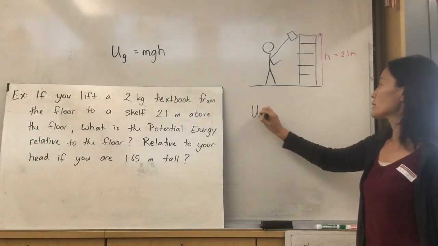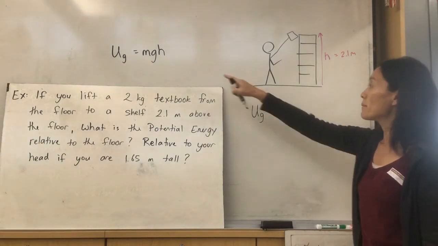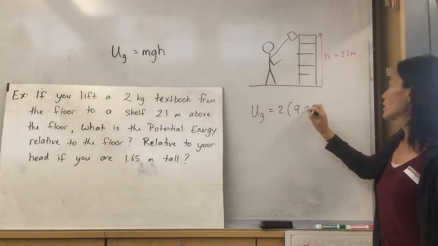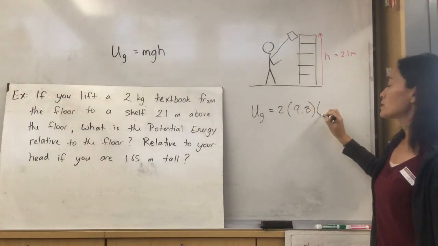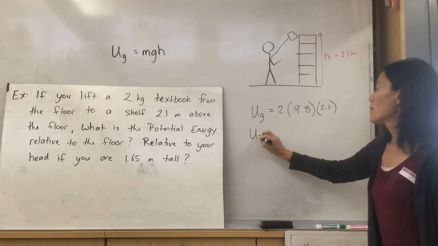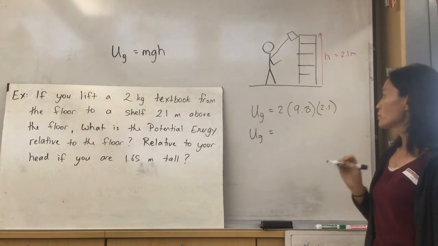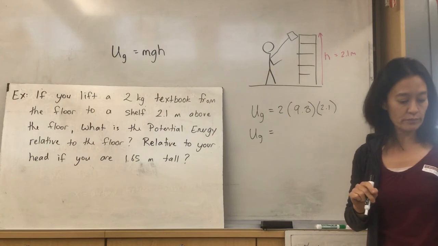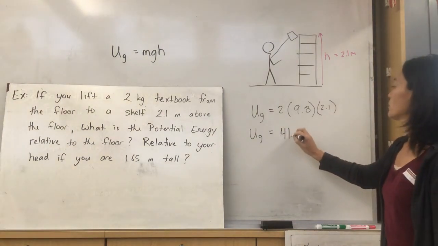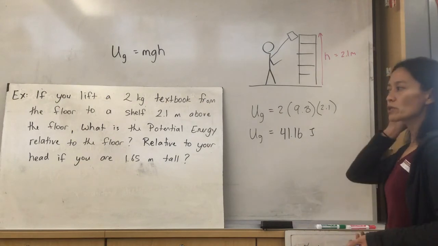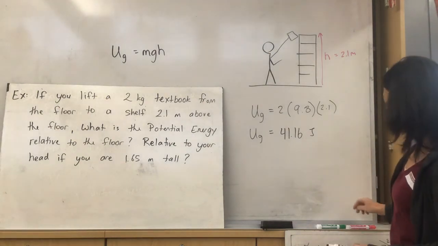So in this case, pretty straightforward. My mgh is my equation. So my mass is 2. Good old gravity is 9.8. Relative to the floor, that height is 2.1. Pause the video. 2 times 9.8 times 2.1 equals 41.16 joules.